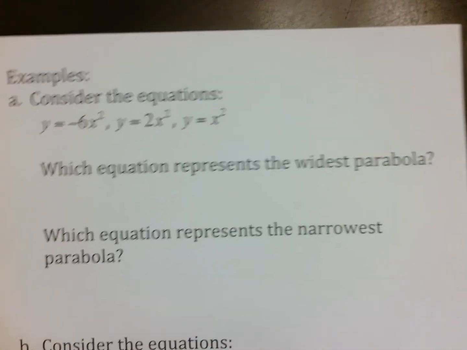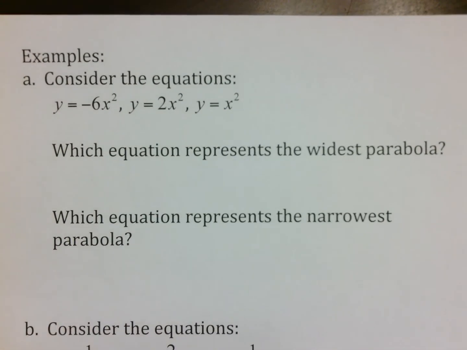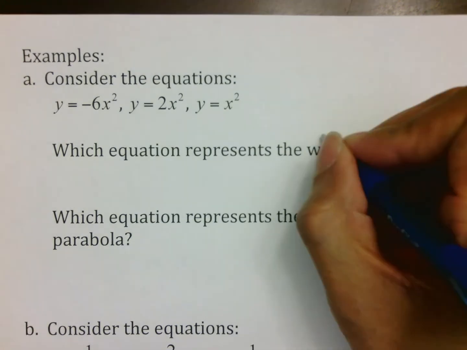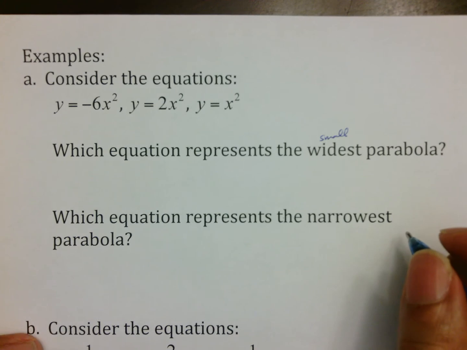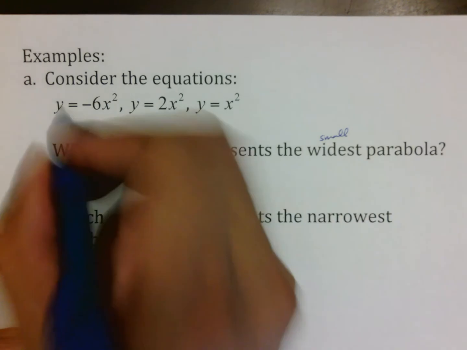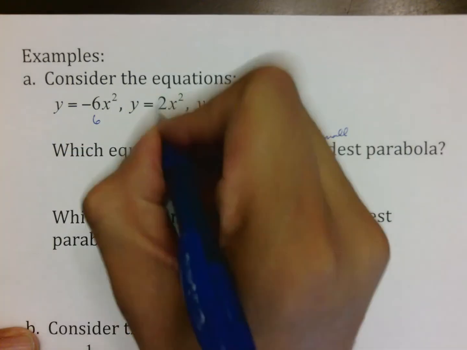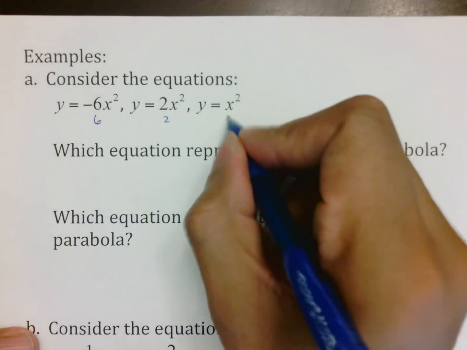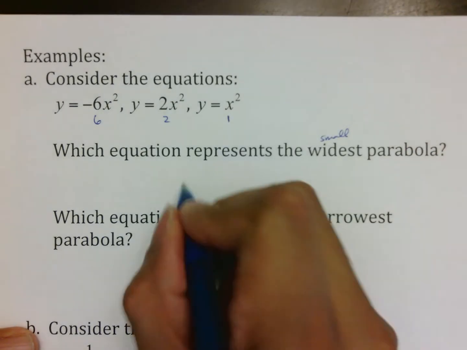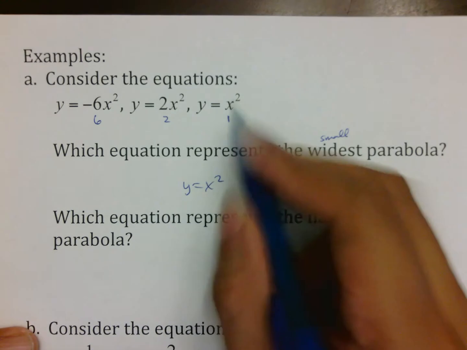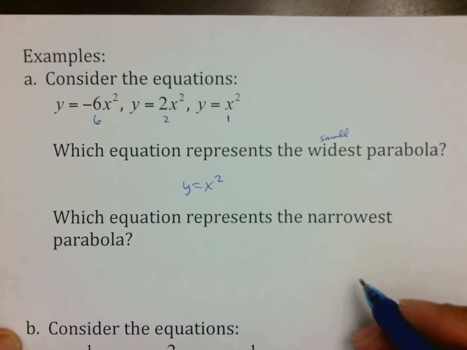And that brings us to the questions that you're going to see on your homework, which is going to simply give you this question and say, which equation represents the widest parabola? Remember, wide is the smallest number, and you might want to work on making that association. So looking at this, -6 is the same as 6. 2, of course, is the same as 2, and this number is a 1, which means the widest parabola should be y equals x squared, and that's what you're going to type in, whatever represents the widest parabola.